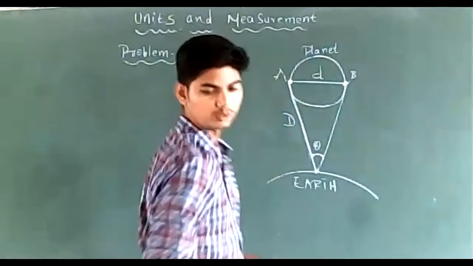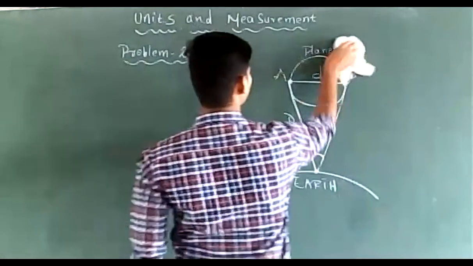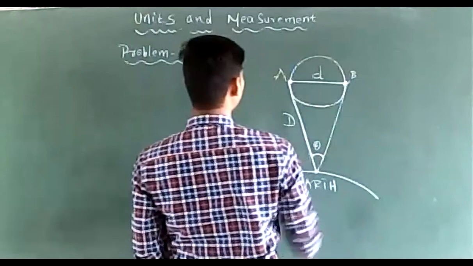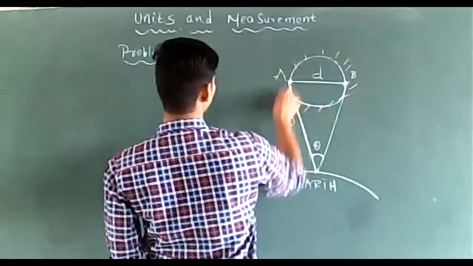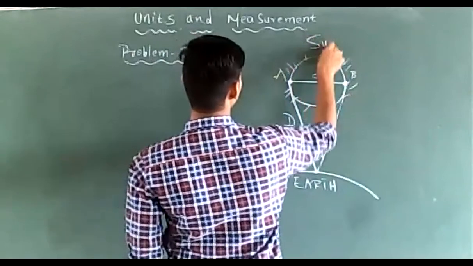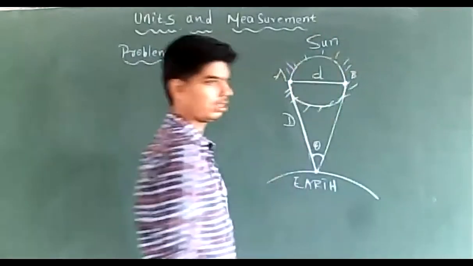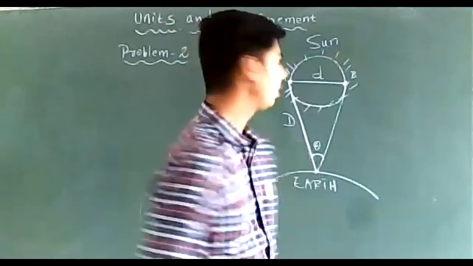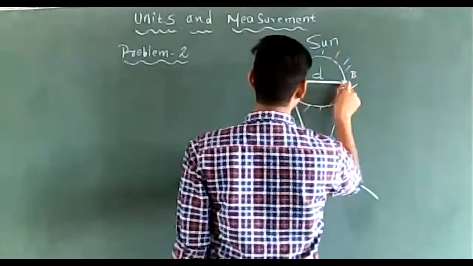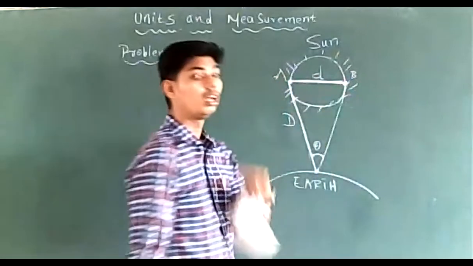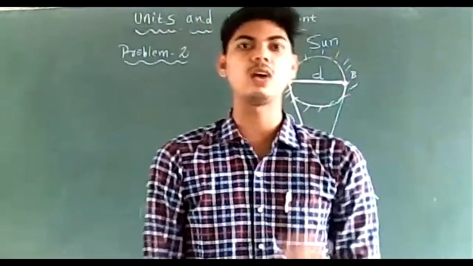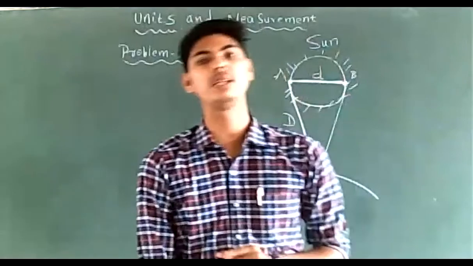So this will be the sun now. Let us suppose this is our sun, right? You need to calculate the diameter of the sun. They have given us the angular diameter of the sun.